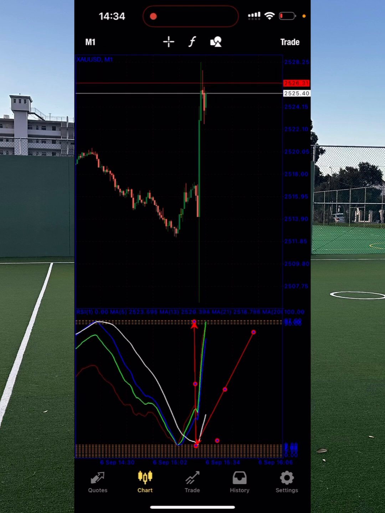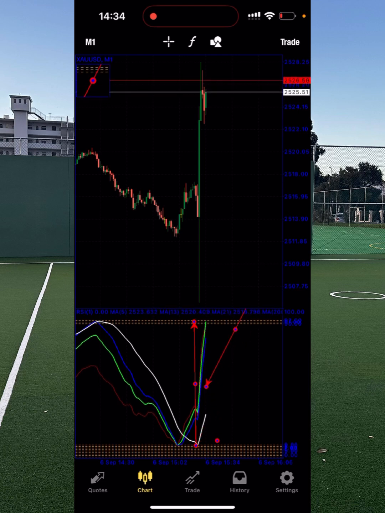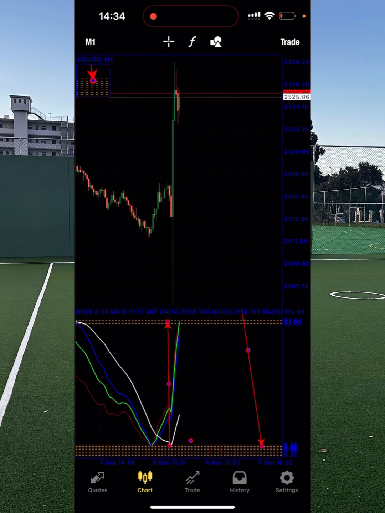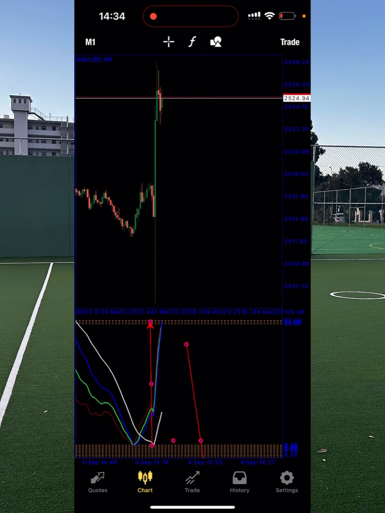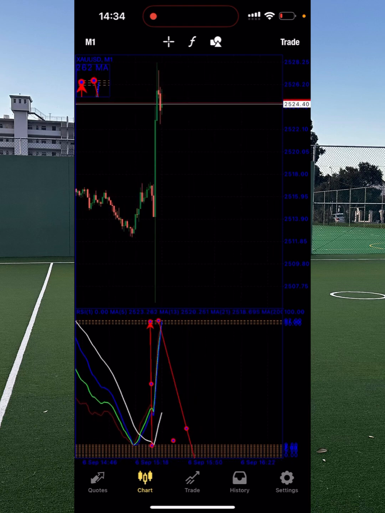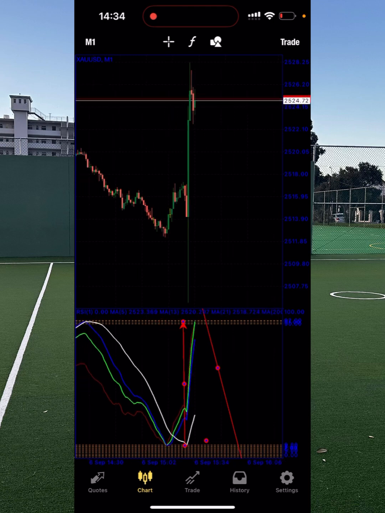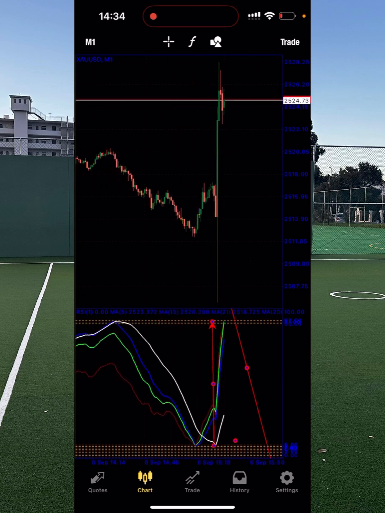So as soon as the market reaches here, now I know that the market is still going to give a push down all the way to this point over here. Something like this. You see, something like that. The market is still going to do something like that.